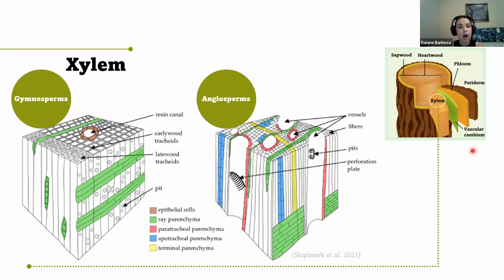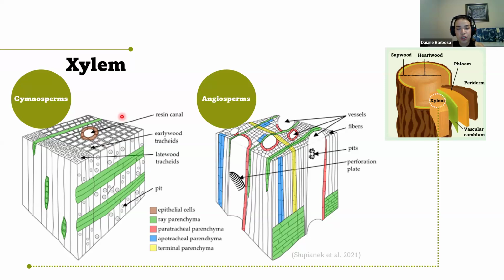For example, I brought two groups that are very representative for these two areas, the gymnosperms and the angiosperms. The gymnosperms are plants that don't form fruits and flowers, and the angiosperms form flowers and fruits. And we can see here a piece of wood of each of these groups, and we see that they are different.